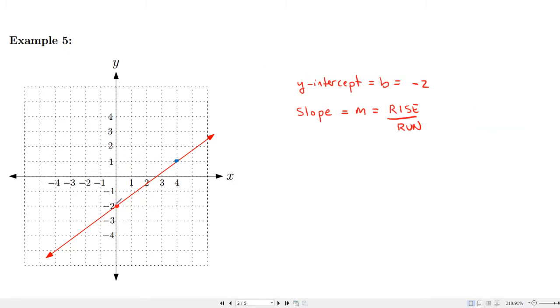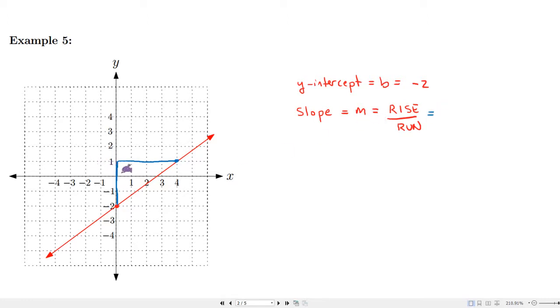So to go from the red point to the blue point, how would we do that? Well, we would have to rise 1, 2, 3. So the rise is positive 3, and the run is 1, 2, 3, 4. We're going in the positive x direction.